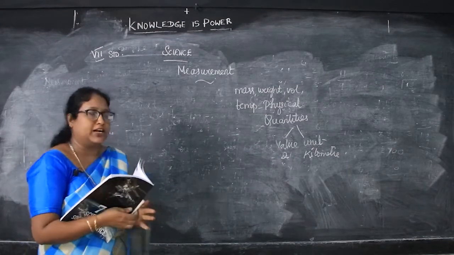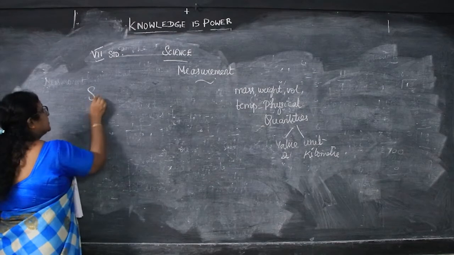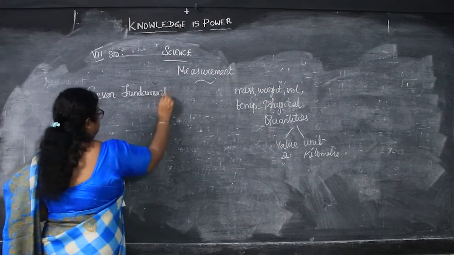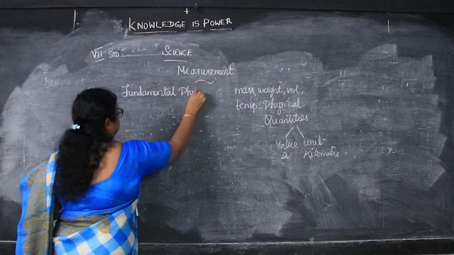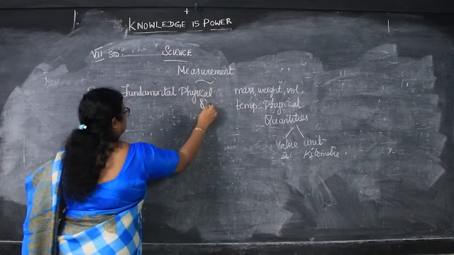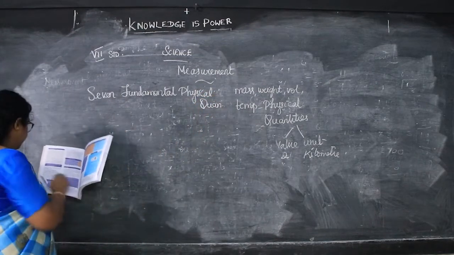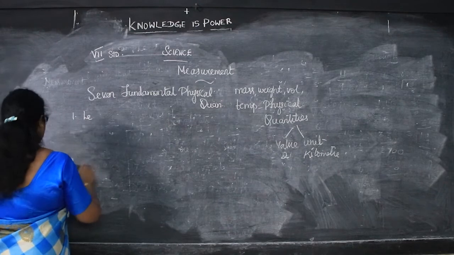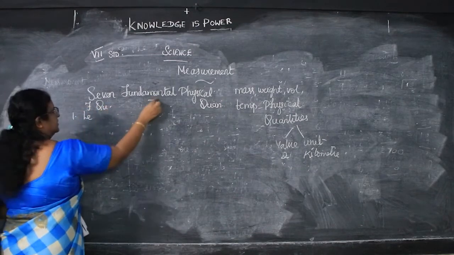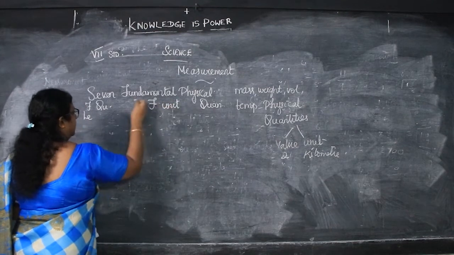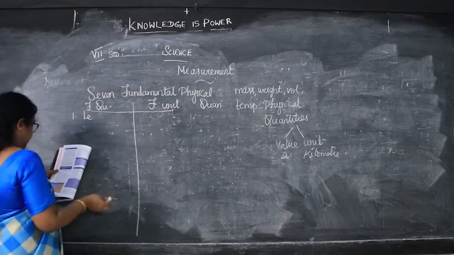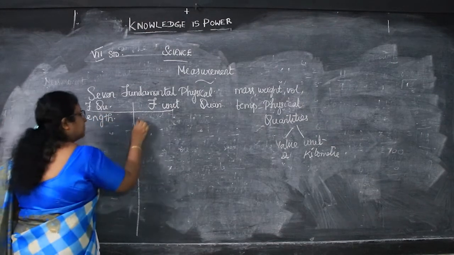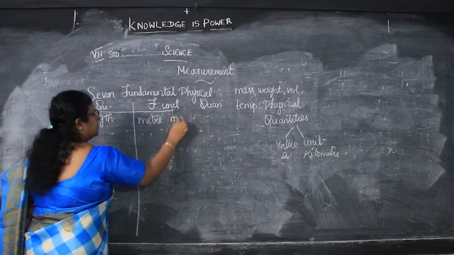Now, there are 7 fundamental physical quantities. How many? 7. Seven fundamental physical quantities. So now, this is the fundamental quantity and this is the fundamental unit. Now, the first one is length. What is the fundamental quantity? It is length. And the unit for this is meter.